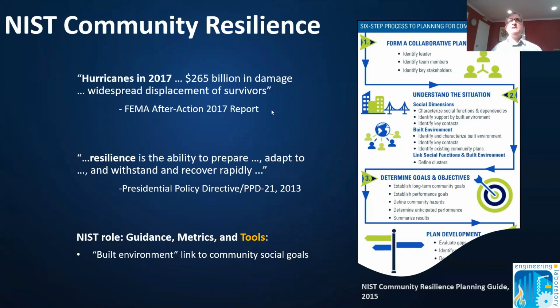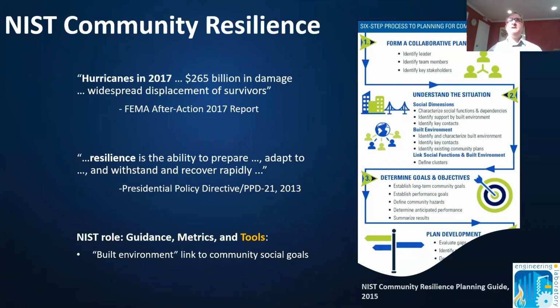So what is our role at NIST? Our role at NIST is to provide guidance, metrics, and tools. What I'll be talking about today is an example of a tool in development. And I think what makes what we're trying to do a little bit different compared to some other efforts is that we're really trying to link all the built environment, the engineering, if you will, to the actual goals of society in all of its forms.